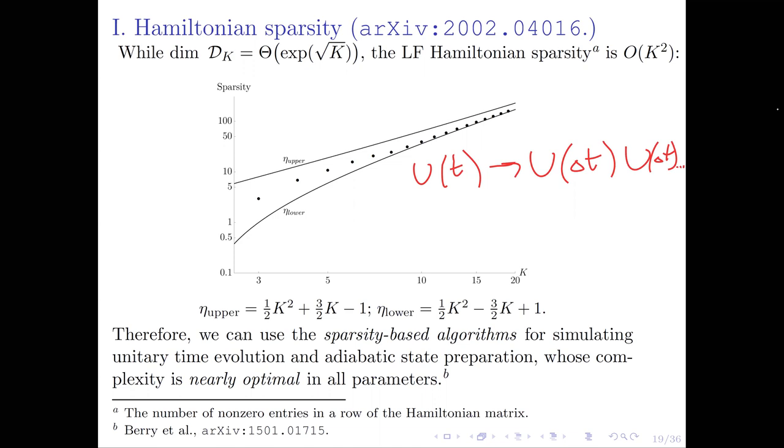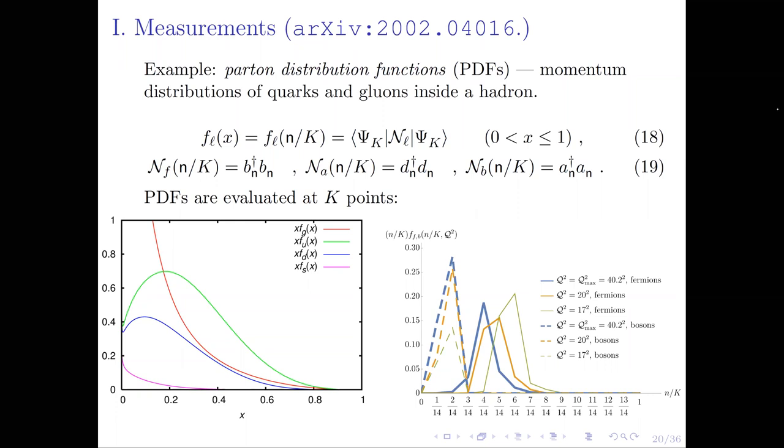Now, the last stage of the calculation is the measurement. And the great thing about the light front formulation of quantum field theory is the ease with which you can extract information about physical observables directly from the wave function. In other words, the measurement operators have a very simple form. As an example, we consider the parton distribution function, which is the momentum distribution of partons inside a bound state.